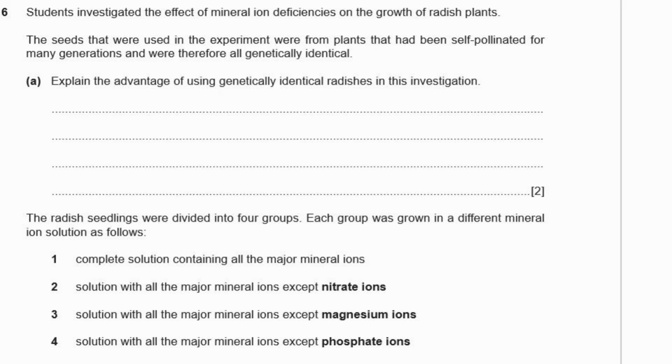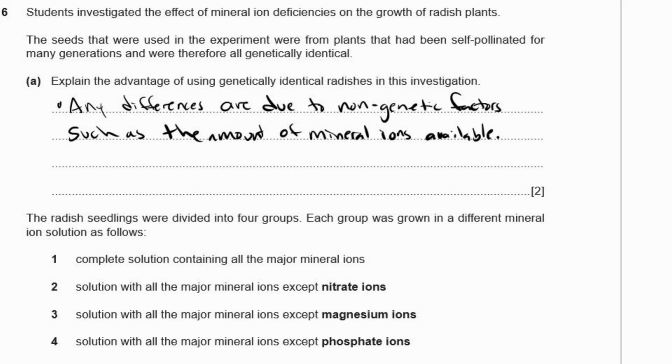Well, the big advantage is that basically, if you see any variation at all, you know that it's because of the ions and not because of any sort of genetic differences. So any differences that are seen are due to non-genetic factors such as the amount of mineral ions available. So this makes it actually possible to make comparisons. You could also say that it improves the validity of the experiment, which is basically what the first two are saying.